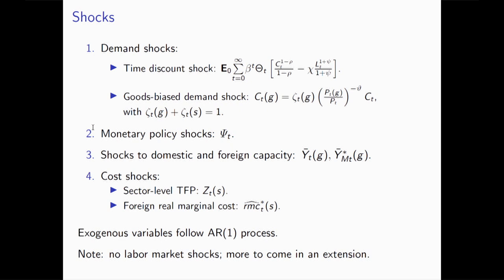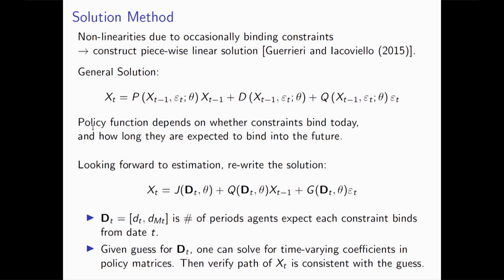So let me talk a little bit about the model dynamics. It's fundamental to realize that once you have binding capacity constraints, or the possibility that capacity constraints are binding, that's going to lead to very nonlinear dynamics in this model.